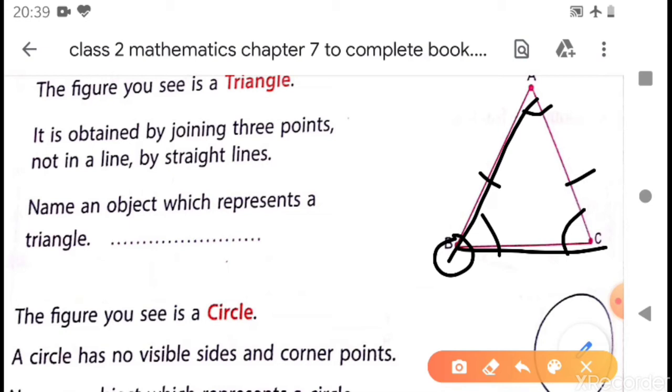Okay. So name an object which represents a triangle. You can take any example. A very common example is if you take a slice of bread, and cut it diagonally through the middle, then what will your two sides become?